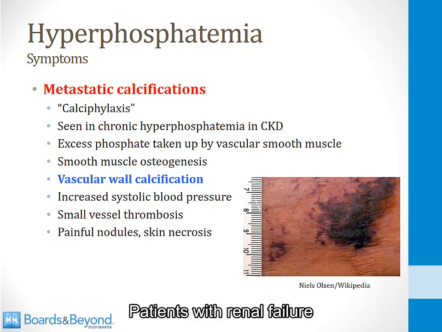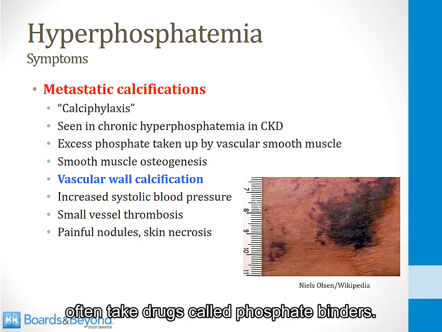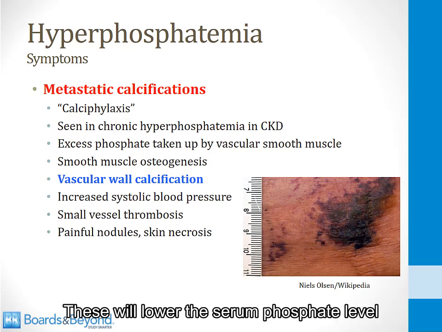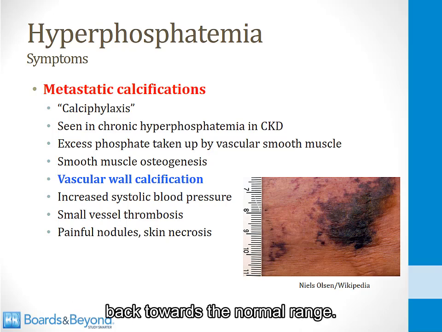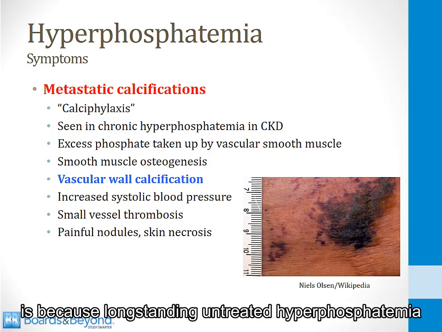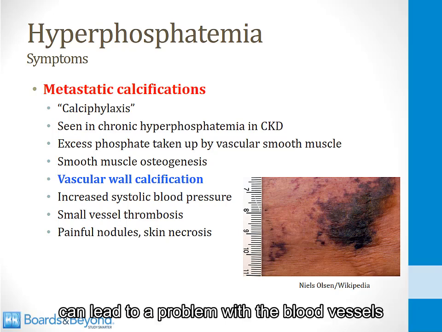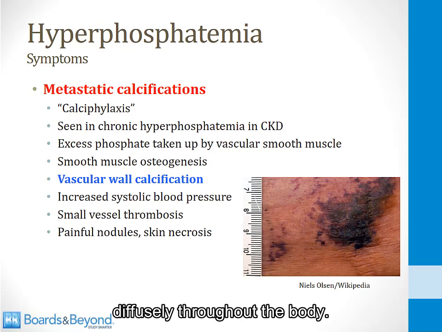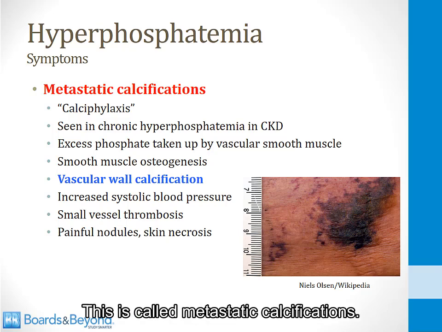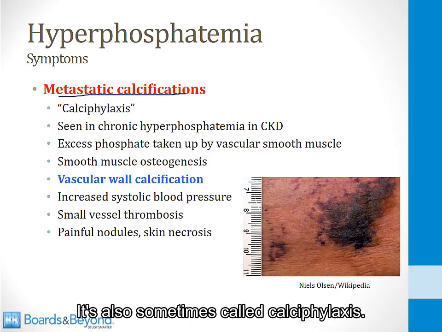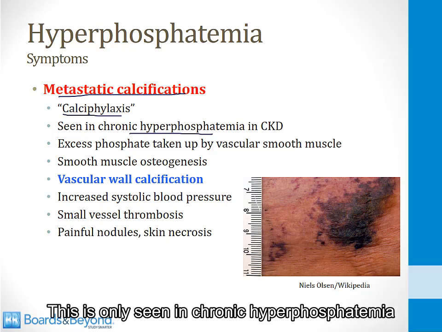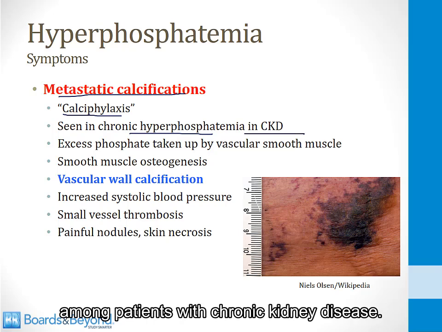Patients with renal failure who have high serum phosphate levels often take drugs called phosphate binders. These will lower the serum phosphate level back towards the normal range. One of the reasons they do this is because long-standing untreated hyperphosphatemia can lead to a problem with the blood vessels diffusely throughout the body. This is called metastatic calcifications. It's also sometimes called calciphylaxis. This is only seen in chronic hyperphosphatemia among patients with chronic kidney disease.